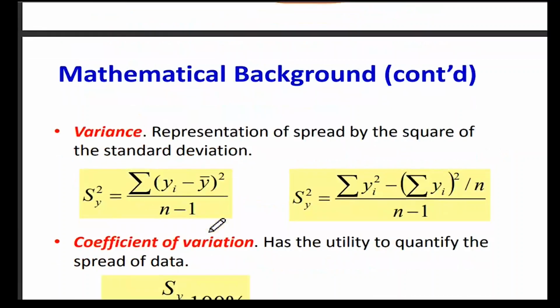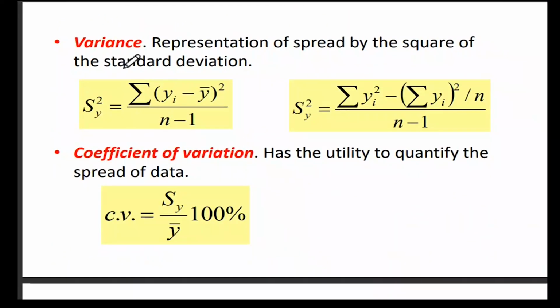We can also get the value of variance, where variance is the representation of spread by the square of the standard deviation. If you take the standard deviation and square it, you get the variance.